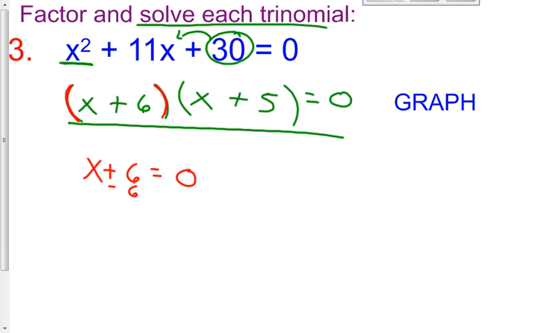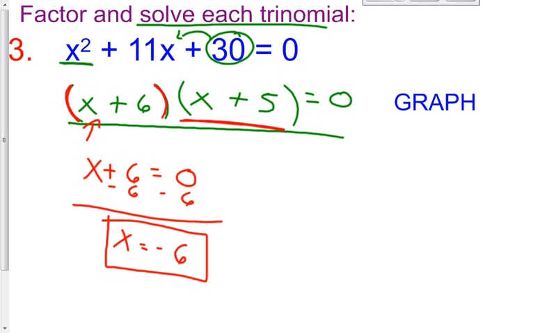Well, if you subtract 6 from both sides, x equals a negative 6. If I put a negative 6 in here, I would obviously get a 0, and 0 times anything is 0. So that's one of our answers. x equals a negative 6.